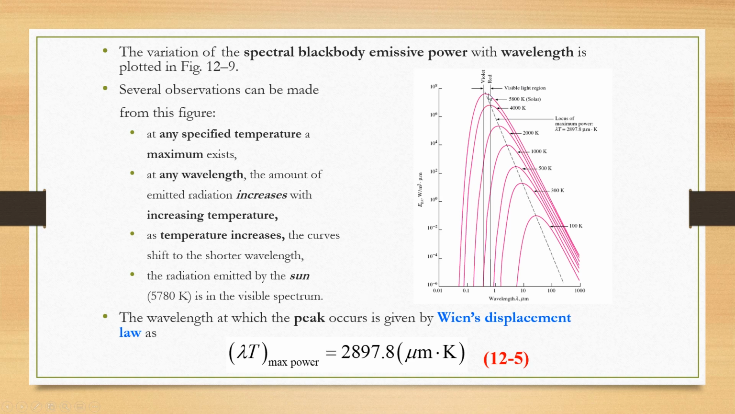Lambda maximum means, at this peak, what is the wavelength here. If you want to find the temperature at the lambda maximum, maybe the question will give you the lambda maximum for that temperature. For example, the lambda maximum is 5 micrometer. You just substitute 5 micrometer and rearrange this equation to find the temperature. Because this is in micrometer, your wavelength must be in micrometer unit.